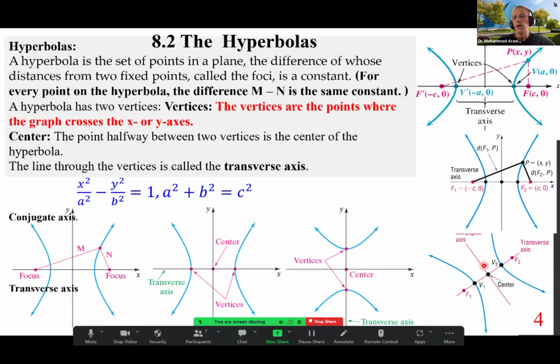And if it happened to have a transverse axis, which is neither horizontal nor vertical, on that transverse axis, you can find the vertices as well as the foci.